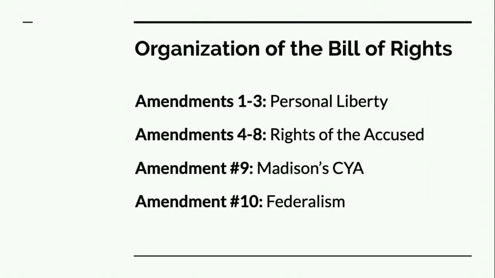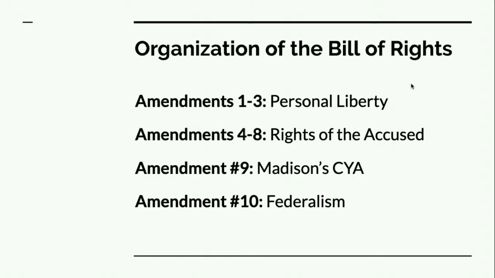Okay, so the organization of the Bill of Rights. Again, it's the first 10 amendments to the U.S. Constitution. The First Amendment is usually the most famous one because that includes your freedom of speech, religion, assembly, press, and petition. But I like to think about it like this. Amendments 1 through 3 protect your own personal liberty. Again, the First Amendment protects everything about your speech, assembly, press, petition, religion.